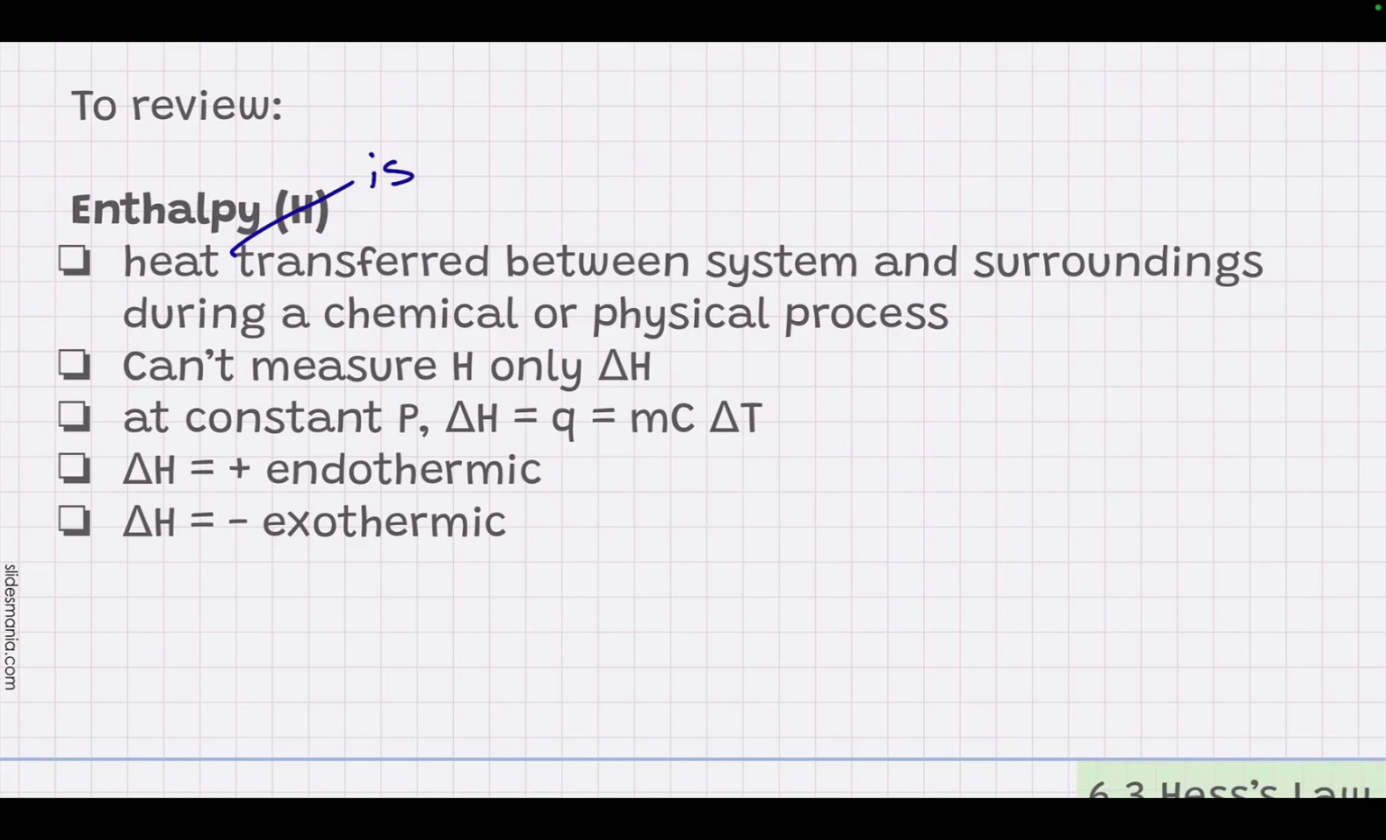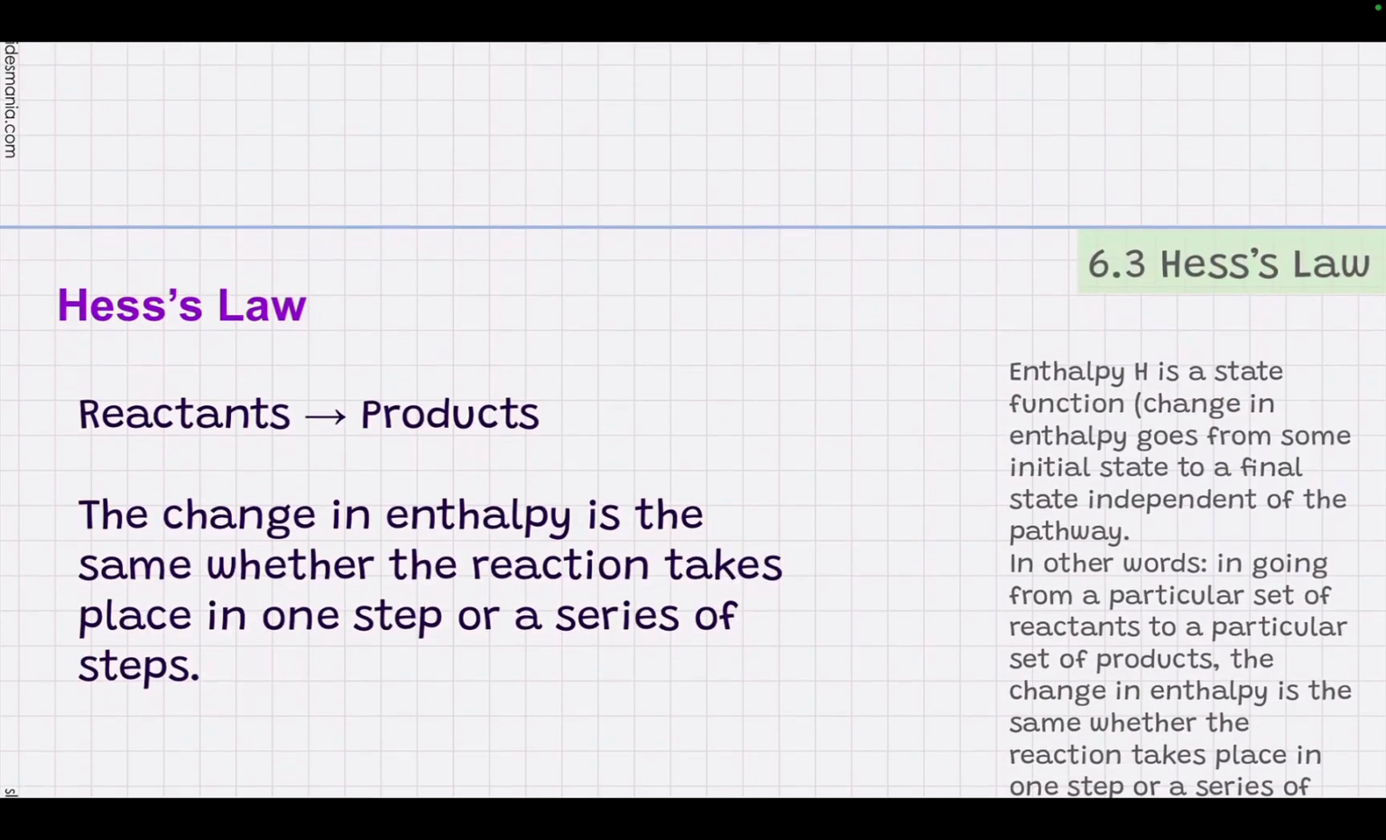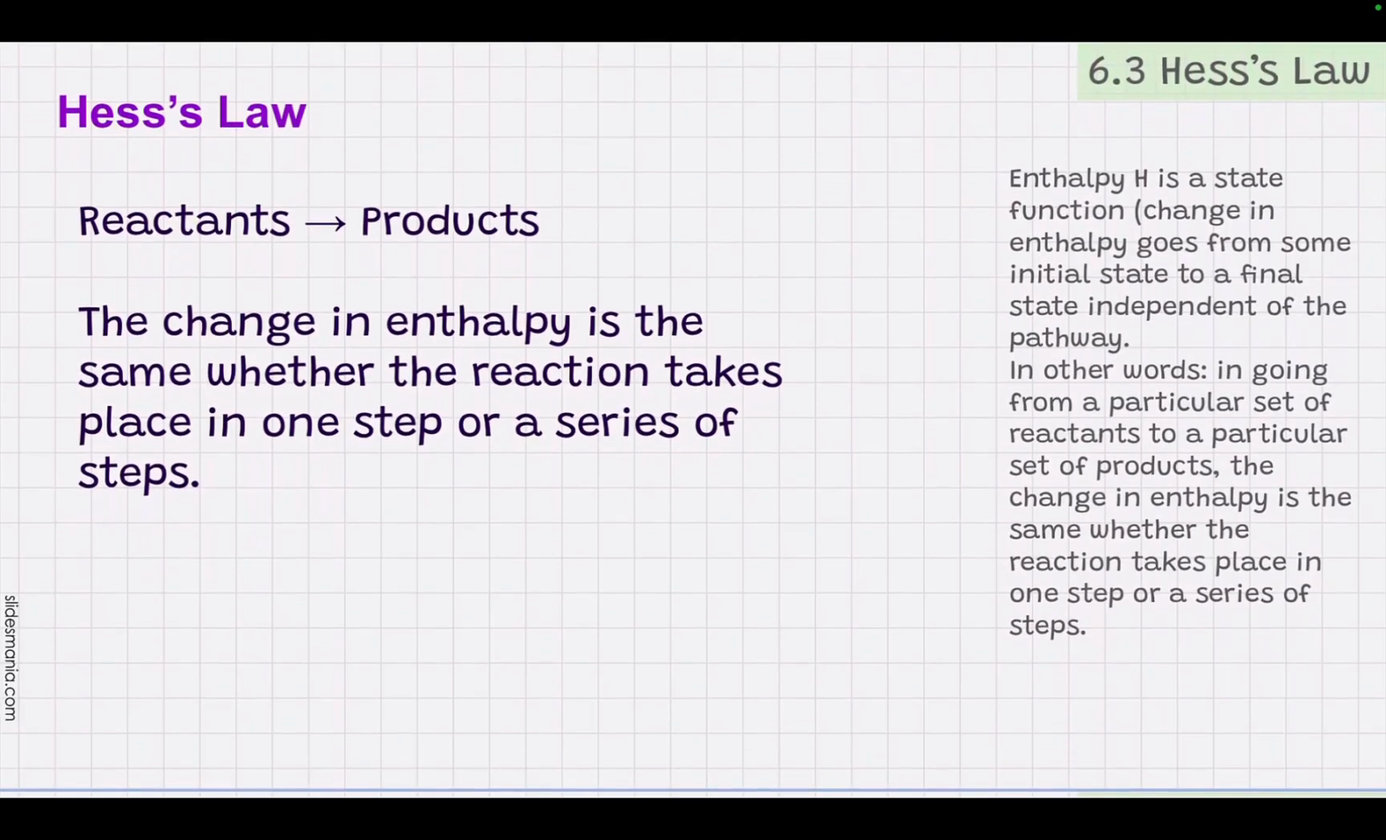You can't directly measure H, but we can get delta H values. And at constant pressure, we can calculate delta H by calculating Q. So Q and delta H are equal for most everything we do. And then delta H, if it's an endothermic process, it's positive. If it's exothermic, it's negative. And just to reiterate, enthalpy is a state function. So that's one where it doesn't matter really what path it takes. It just matters what the beginning and the ending enthalpies are.